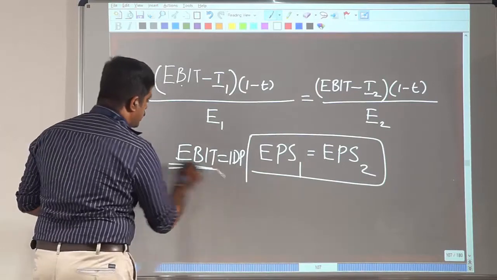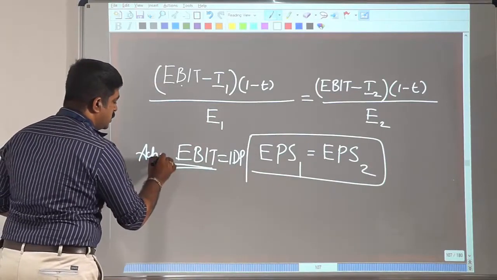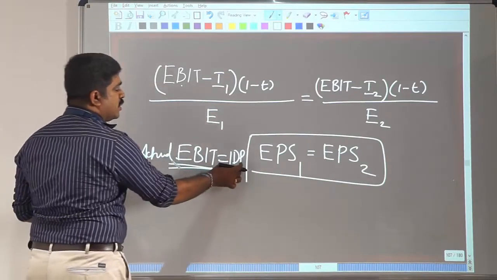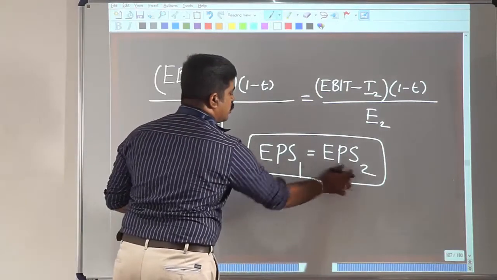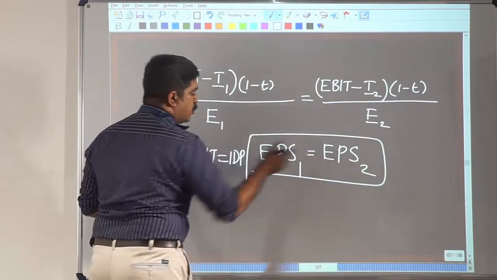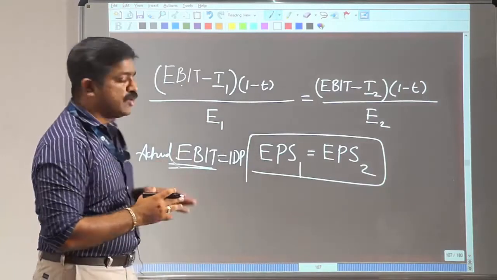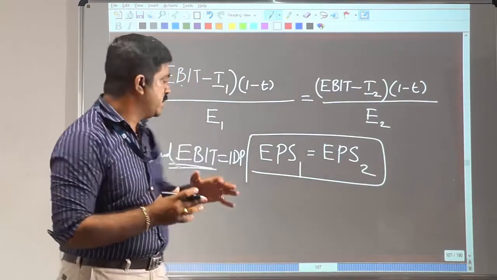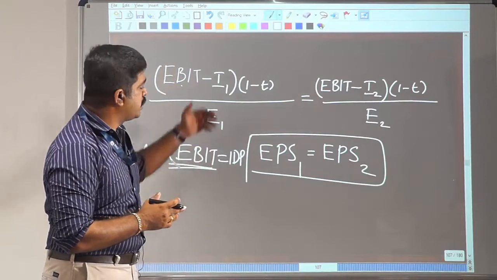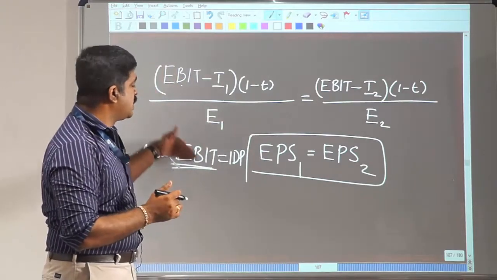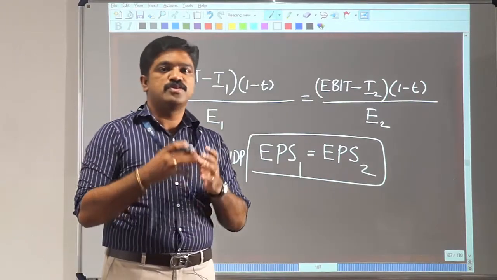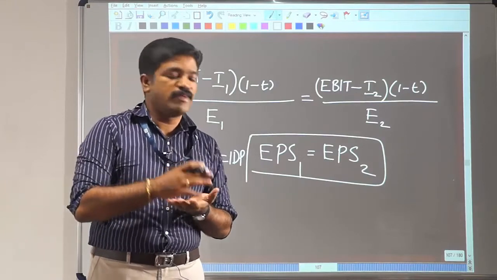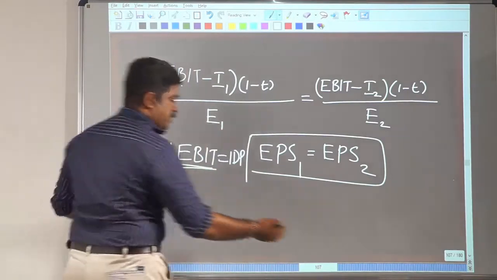So this indifference point works when your actual EBIT is exactly equal to the indifference point. Then you remain indifferent to your capital structure, let it be 1 or 2. But in reality, it will not be the case. Your actual EBIT can be greater than the indifference point, or it can be lesser than the indifference point. So that's where you actually make effective use of indifference point analysis.